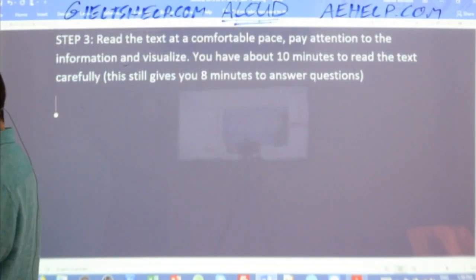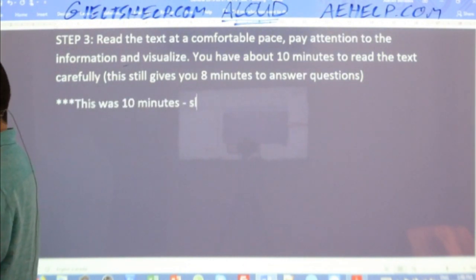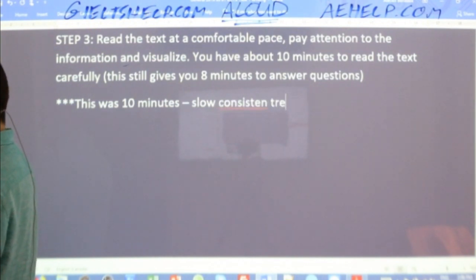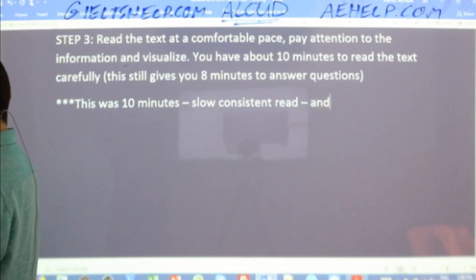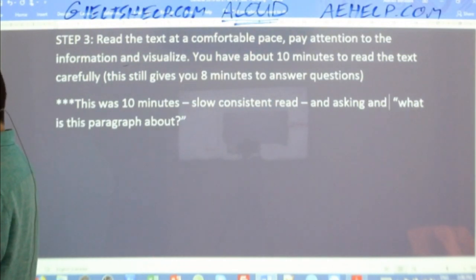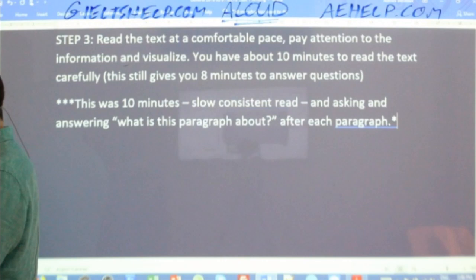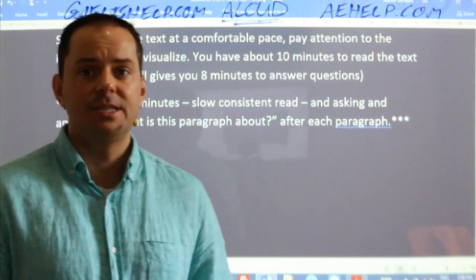I hope most of you noticed that. A lot of students think, oh, 20 minutes is not enough. This was 10 minutes with a slow, consistent read, and asking, what is this paragraph about after each paragraph? Not only asking, but answering, after each paragraph. Okay? This is excellent practice.